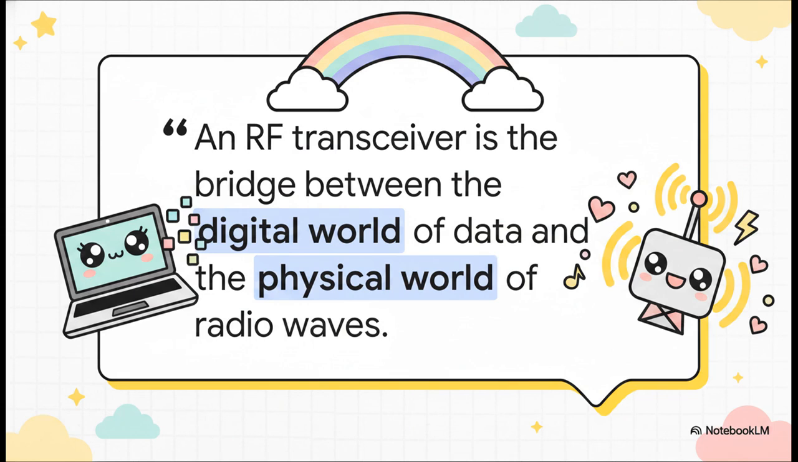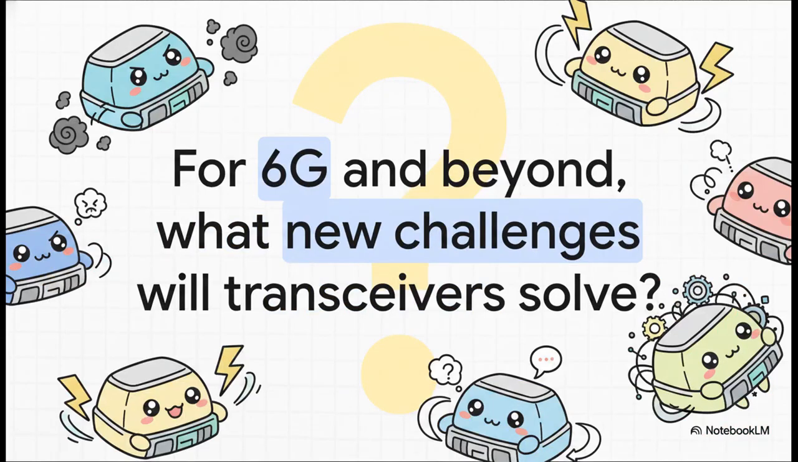So if you take just one single thing away from this whole explainer, let it be this. At the end of the day, an RF transceiver is that critical bridge. It's the expert translator that allows the language of computers to be spoken through the air and then heard perfectly on the other side. And that leaves us with a really fascinating question to think about.